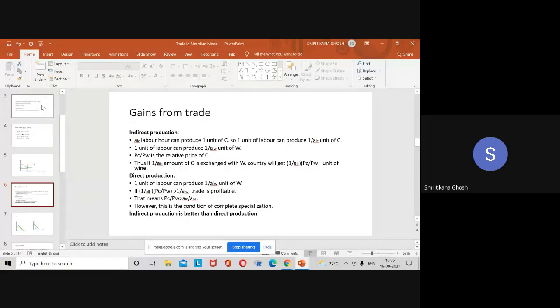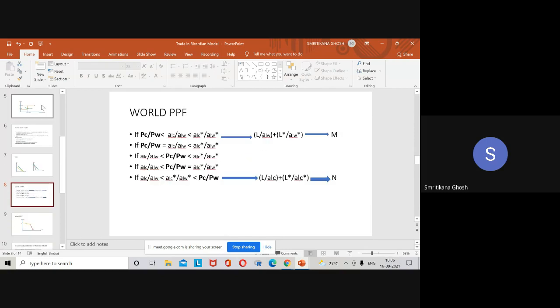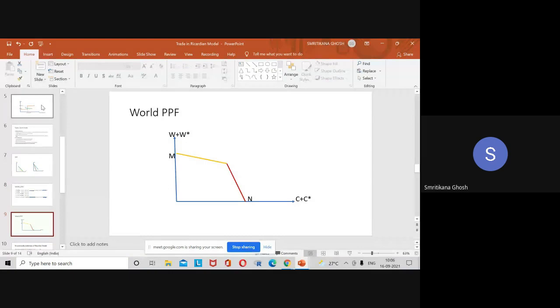And we define the gains from trade in terms of indirect production and direct production, which one is better. And the conclusion is indirect production is better, so we should go for trade. And the trade is helping us to improve our welfare, which is called gains from trade. These are the PPF of the home country and the foreign country. This is the world PPF. The derivation of the world PPF is like this. Up to this point, we have discussed.